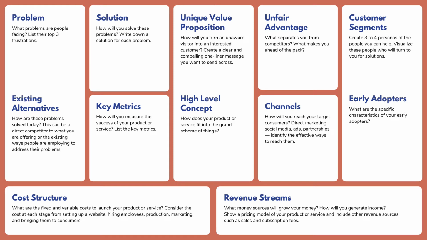So we've got the problem, the existing alternatives, the solution, key metrics, unique value proposition, and your high level concept, unfair advantages, what is the advantage that you think you have, and then what channels there are, and then the customer segments. And also we're going to look at the early adopters, cost structure, and revenues. These are all the elements that the lean canvas model has.